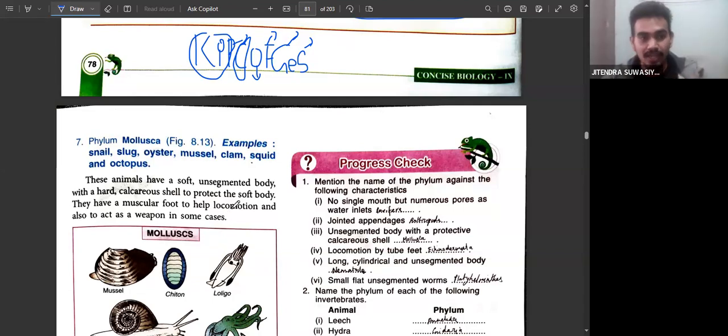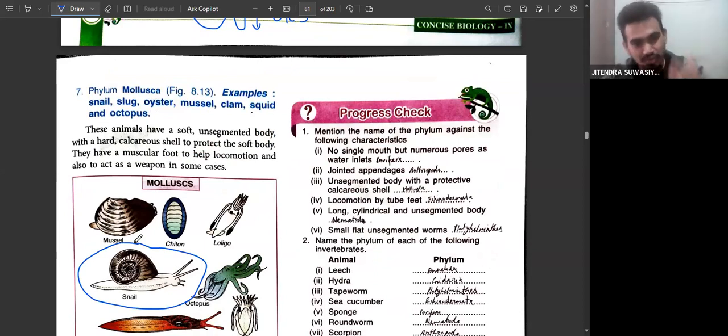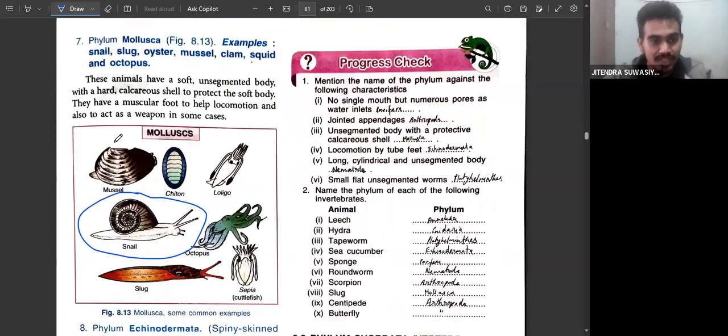We have Mollusca, and in Mollusca there are examples like snail. You can see that these are the examples of snail. Like this one is a snail. Snail is a pest in cabbage or cauliflower vegetables. These are the most invasive pests. They eat it and destroy the whole crop at the seedling stage only. So they are snail, then slug, then oyster, mussels we have. So we can see that mussels, you can see that shell one.